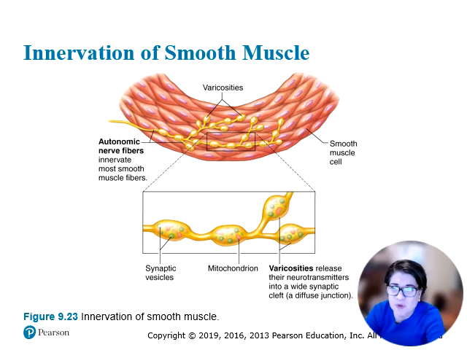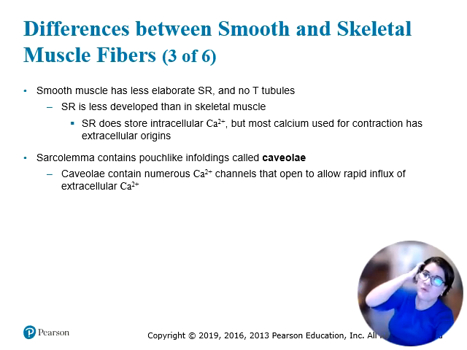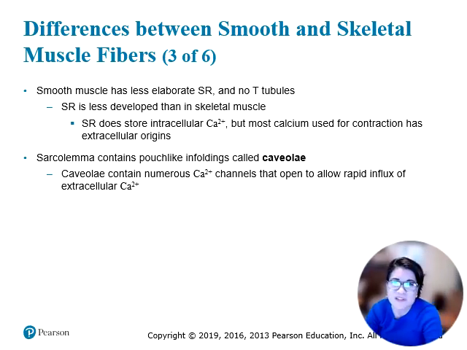So see how they look kind of bulbous? They're called varicosities. They're just different looking, and they have a slightly different mechanism. So they have less elaborate SR. They don't have T-tubules. The SR does store calcium, but most of the calcium is from outside of the cell that comes in. They have these little caveolae, these little infoldings in the sarcolemma, and that's where the calcium comes in and floods the muscle fiber.